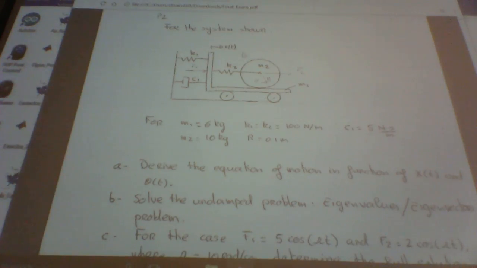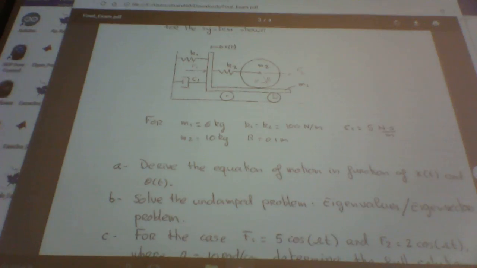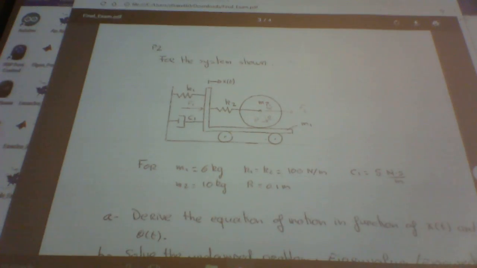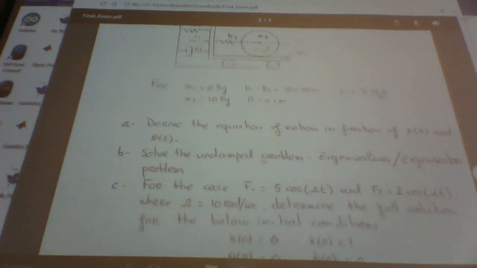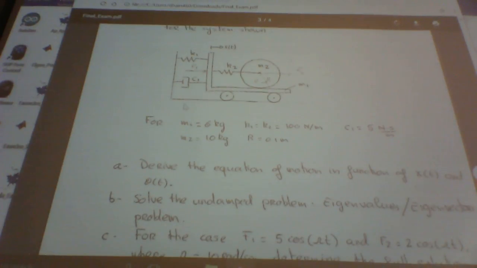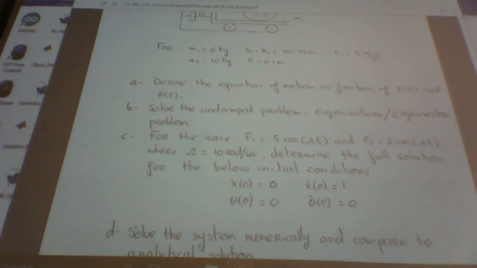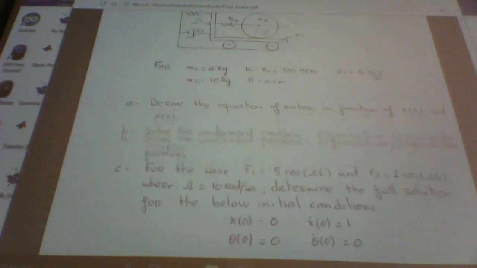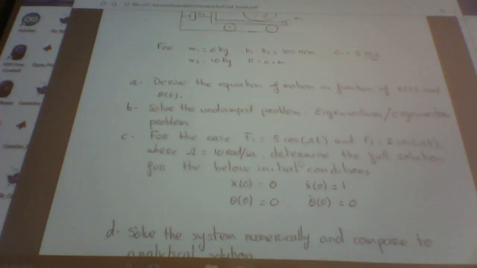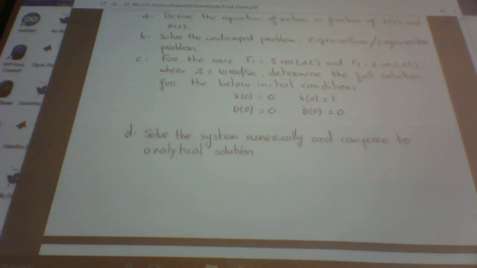This one, something similar. You can probably find something similar in the textbook, but I modified it a little bit. You have this one, and I put some data here. The whole idea is that you solve the eigenvalue problem. You first need to find the equations of motion, then solve the undamped problem for the eigenvalues and eigenvectors. Then I give a force F1 and F2, and I want you to solve this by hand calculation, but also do the numerical solution with the MATLAB code.